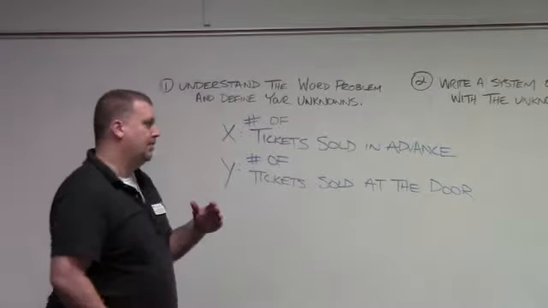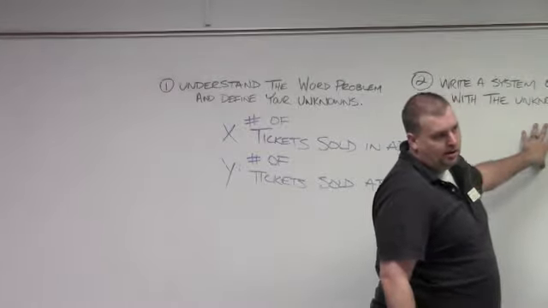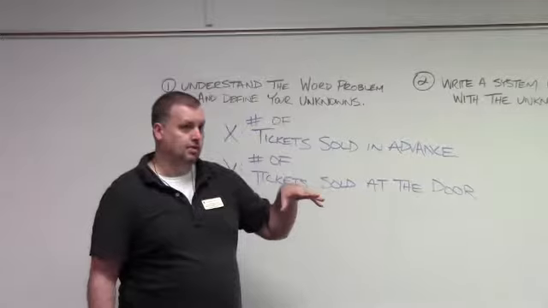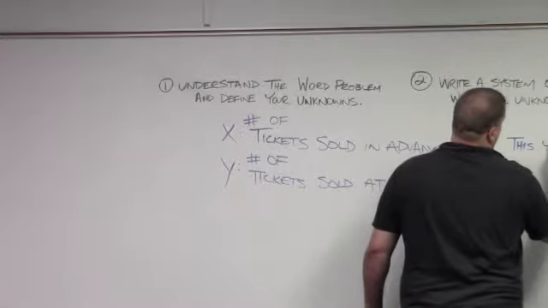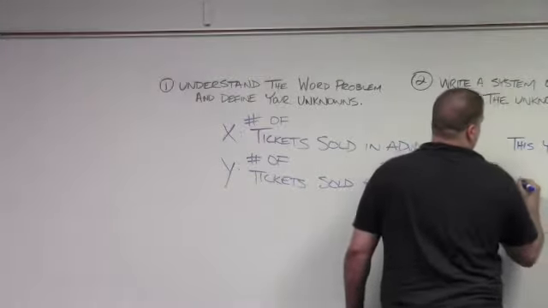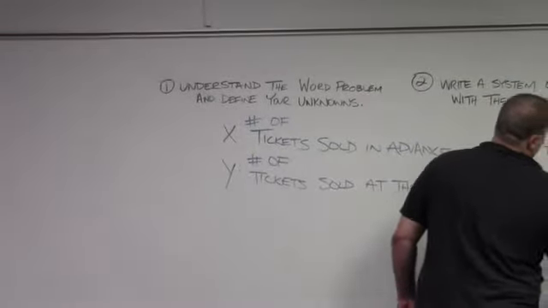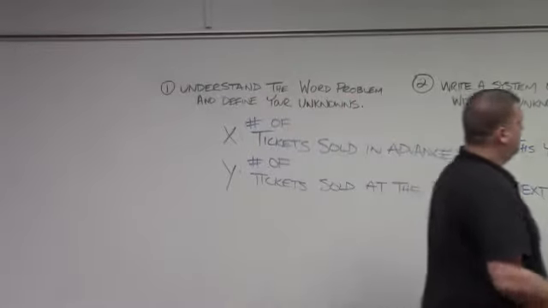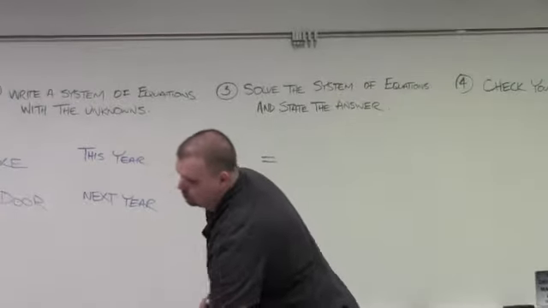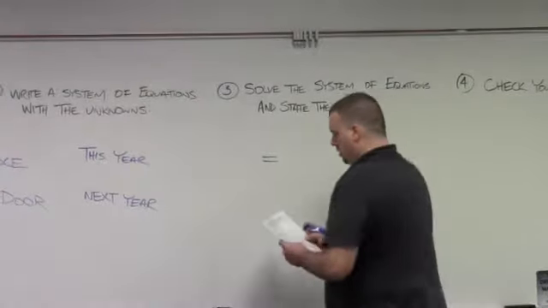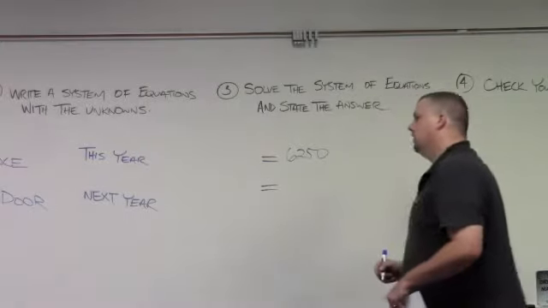So we have two situations. We have one situation, which is this year, right? Which is now. And our second situation is next year. Okay? So this year, and then next year. So we're coming with a total dollar value for this year of what? What was the total as far as money? 6,250. And next year they say if we sold the same number of tickets, we'd end up with how much money?